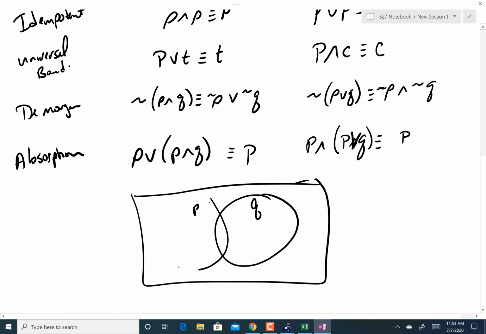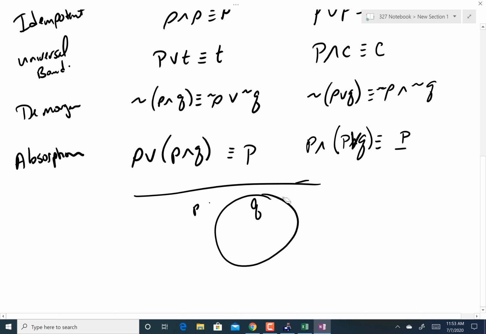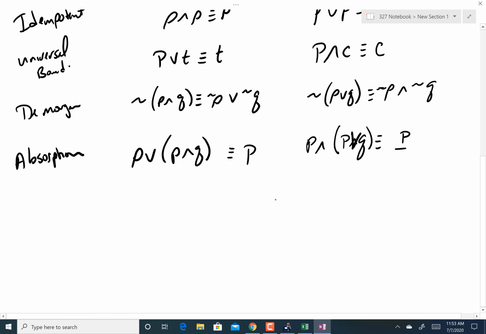So we want P or Q. Well, P or Q is the sum of both circles. Okay? It's the sum of both circles. So then the question is, where does P overlap the sum of both circles? Well, it overlaps just on P. Okay, again, I think the Venn diagram helps to illustrate that a little bit.